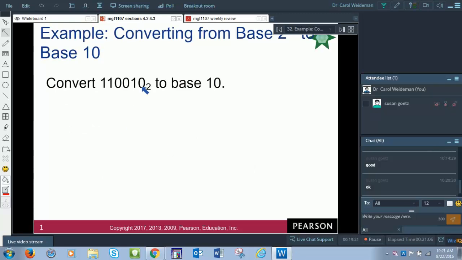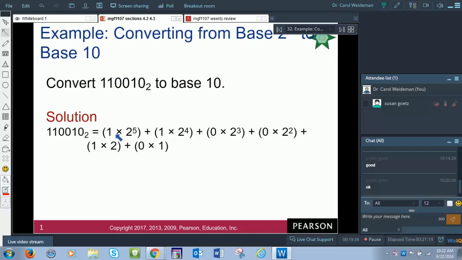We want to take a base 2 number and convert it to base 10. So again, you're going to write it, expand it. Remember the positional values here: 1, 2, 2 squared, 2 cubed, 2 to the 4th, 2 to the 5th, etc. So 1 times 2 to the 5th plus 1 times 2 to the 4th plus 0 times 2 to the 3rd plus 0 times 2 squared plus 1 times 2 plus 0 times 1.